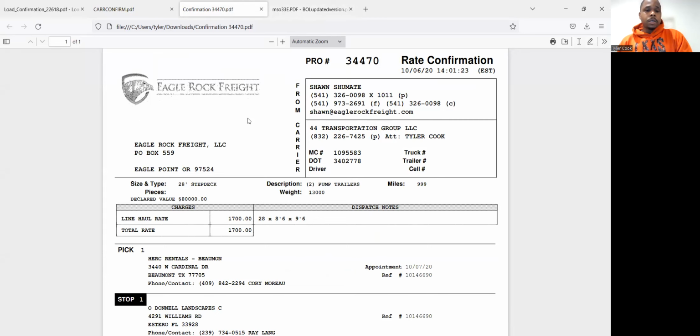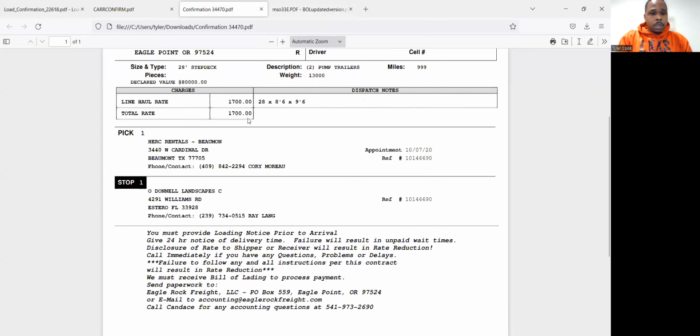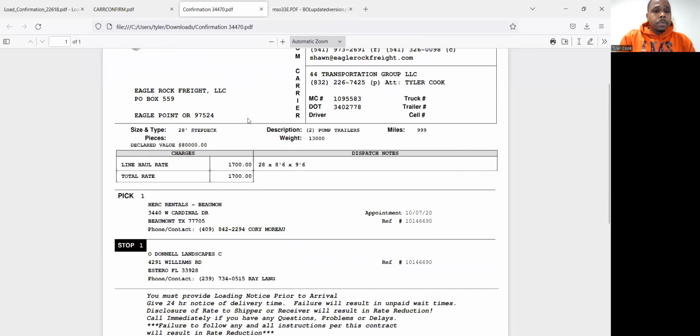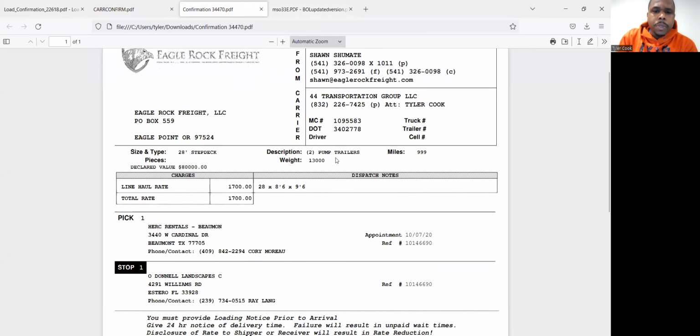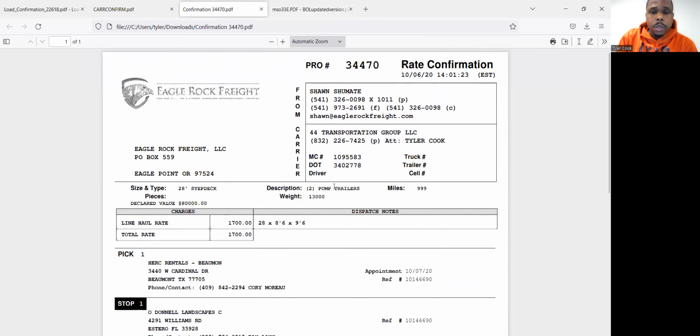We got Eagle Rock. As you can see with these guys, they didn't even put much information. Oh, they're the pump track. Okay, cool. All right, so moving to Eagle Rock. I like this one because they put the miles on there, so it's about 1,000 miles. We're gonna double check that. So for now, let's go ahead and put in the info we need.